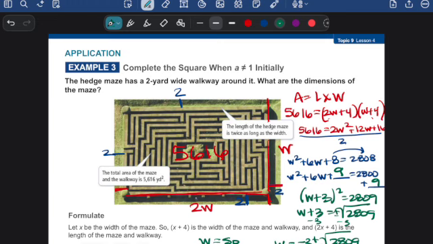And what's the total length of the walkway? Well, the total length would add 4, so it would be 104 going this way, and it would be 54 width, the total walkway. So all of that we could do because we completed the square.